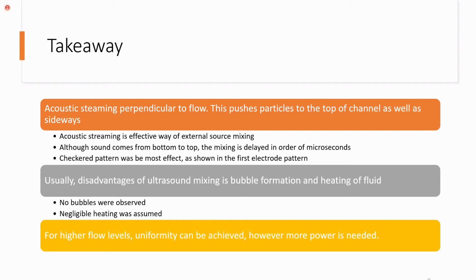On top of that, like I said before, the checkered pattern was found to be the most effective in terms of uniformity. The reason is that this allows every little pocket of fluid to mix with the other side of its laminar neighbor, the other fluid.